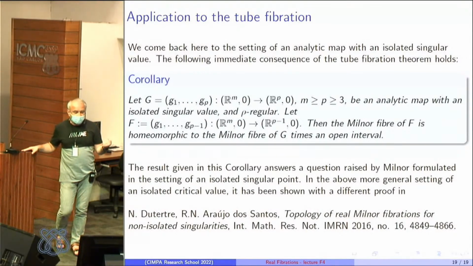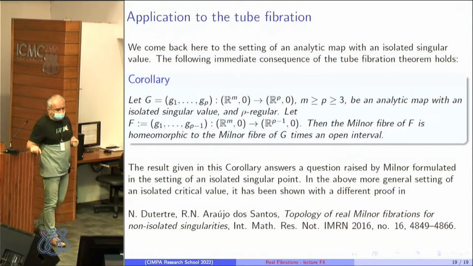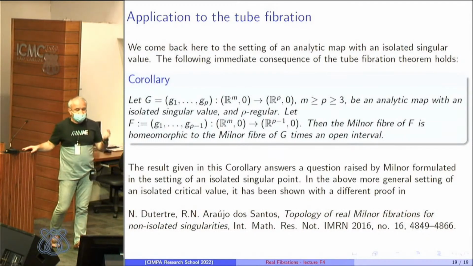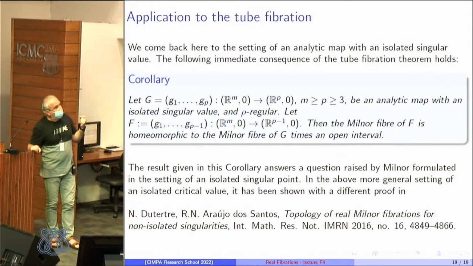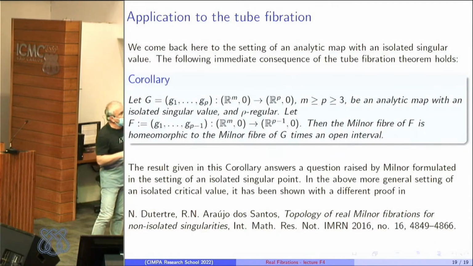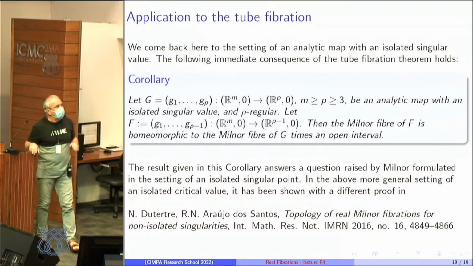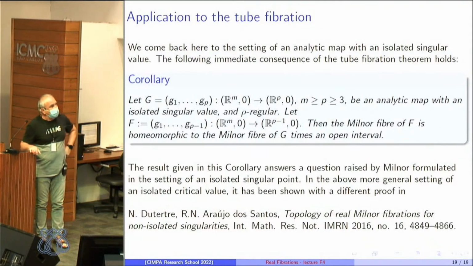And then we have the fiber of G and the fiber of F. You have two maps, and you have Milnor fibers for each one of them. And the corollary says that the two fibers are homeomorphic. In fact, the other way around, yeah, the fiber of F is homeomorphic to the fiber of G times an interval. Yeah. Okay. Thank you very much.